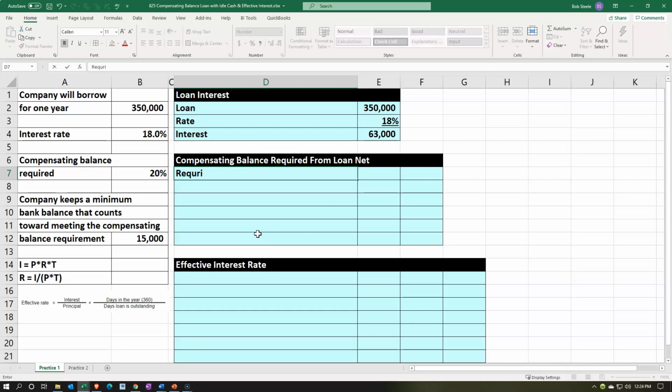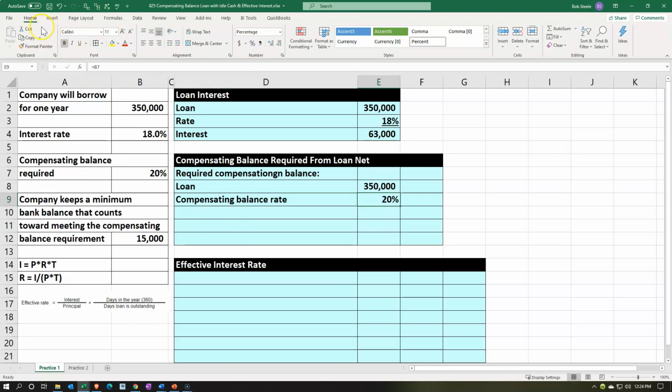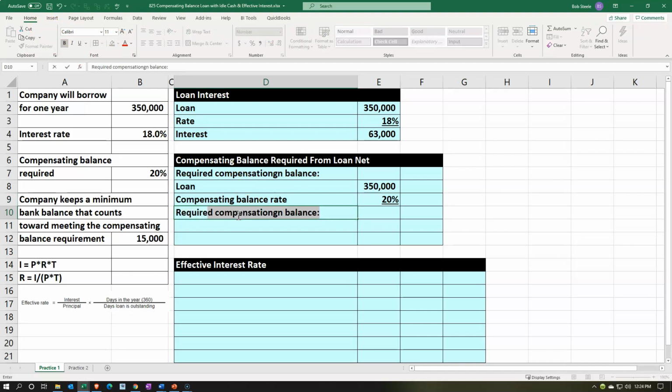So we're going to say the required compensating balance, colon, is going to be the loan amount, so the total loan, the 350, times the compensating balance rate or percent, and that's going to say 20%. They're going to say we want 20% of that as the compensating balance. Let's percentify that. Home tab, number group, percentify. Let's underline it. Home tab, font group, underline. That's going to be the required compensating balance.